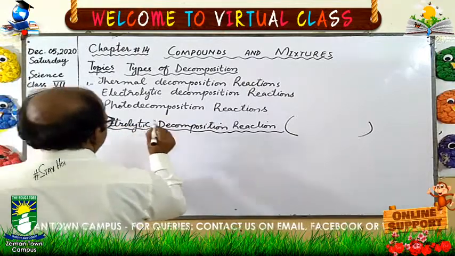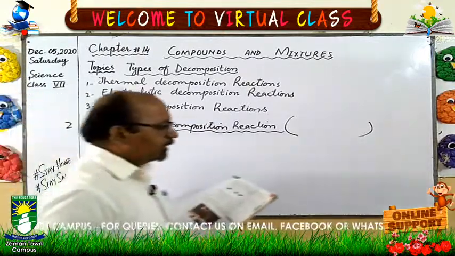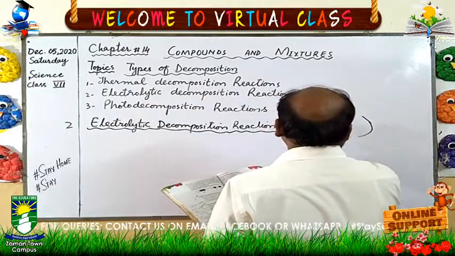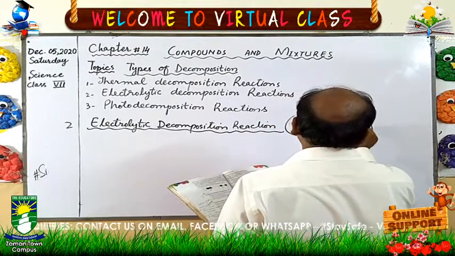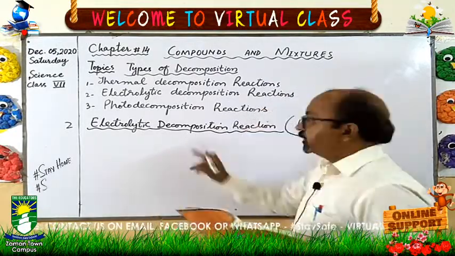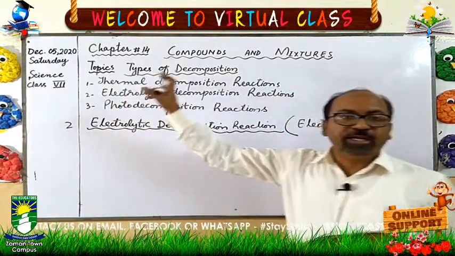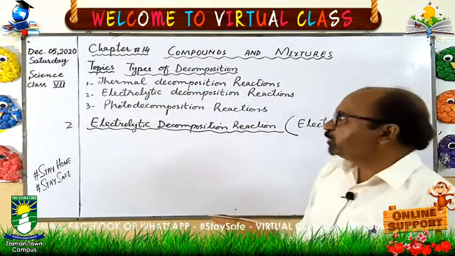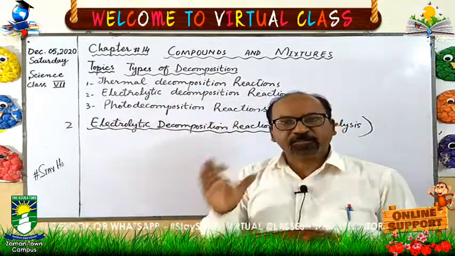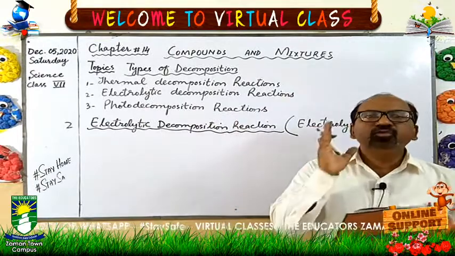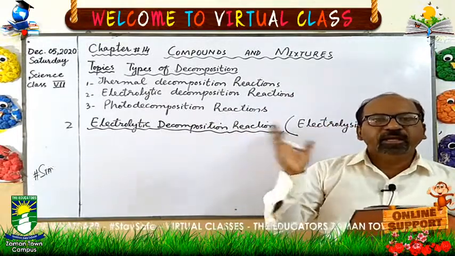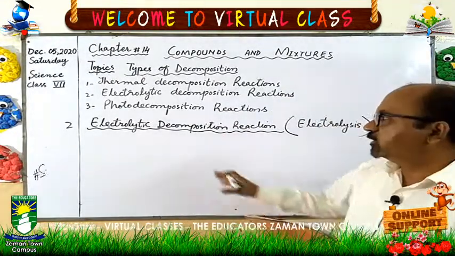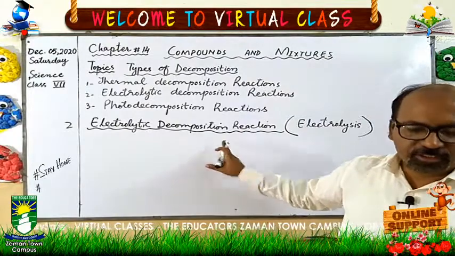Electrolytic decomposition reaction, and this is called electrolysis. In the first reaction, we are breaking down one compound into simpler substances by providing heat. Now, if we are using electric current to separate any substances or to break down any compound, this will be called an electrolytic decomposition reaction.